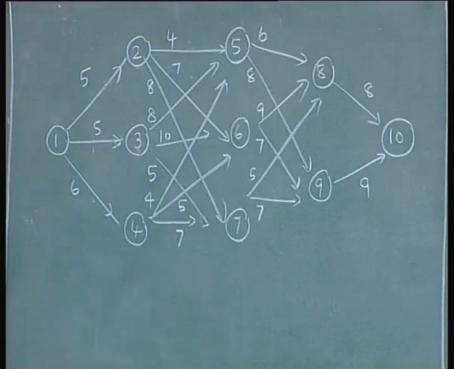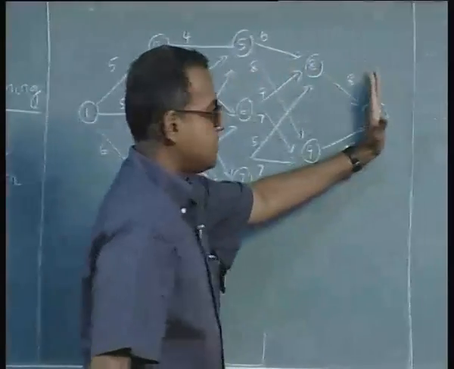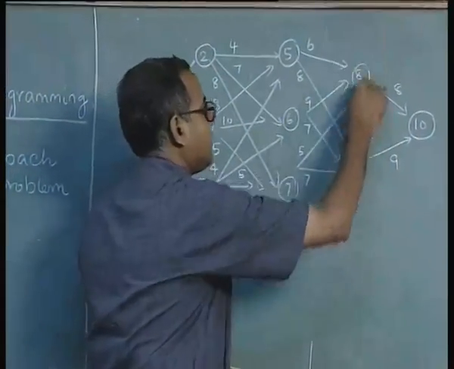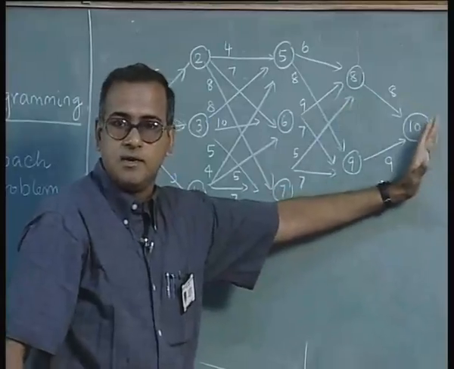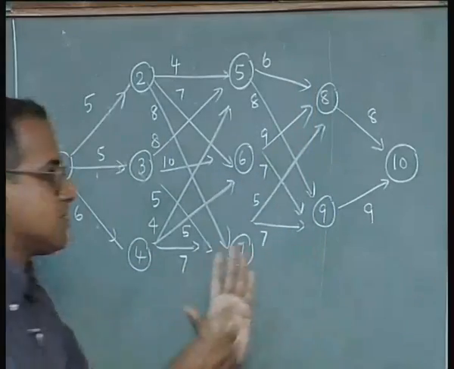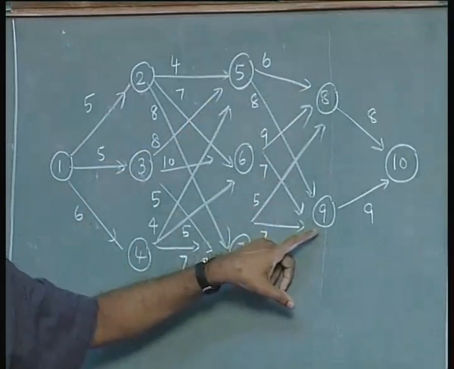Now we follow something called the backward recursive approach. In order to reach 10, this person has to start from either 8 or 9 and then go to 10. So we are right now assuming that the person is here, and we call this one more stage to go, and the person is either at 8 or 9.